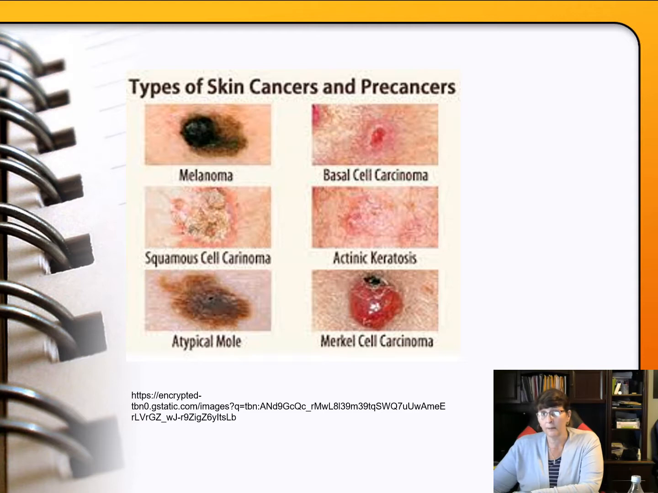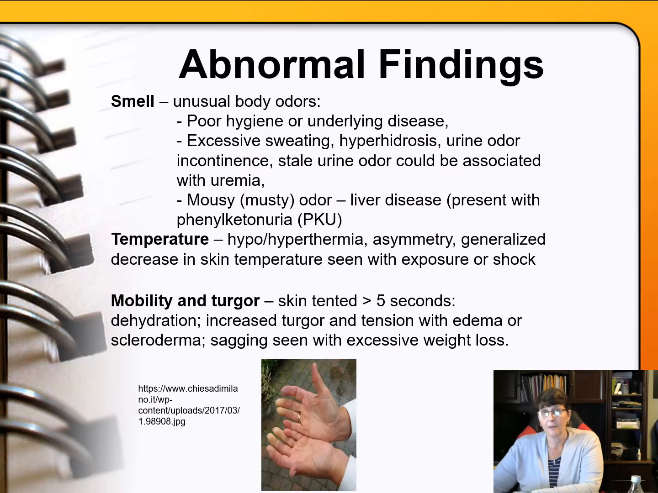The melanoma up on the top left, that's the one I'll be talking about in my case presentation a little bit coming up. So abnormal findings. Smell, again, looking for those body odors. Poor hygiene, or it can also be underlying disease. Excessive sweating, hyperhidrosis, urine odor, incontinence, stale urine odor, that could be associated with uremia.